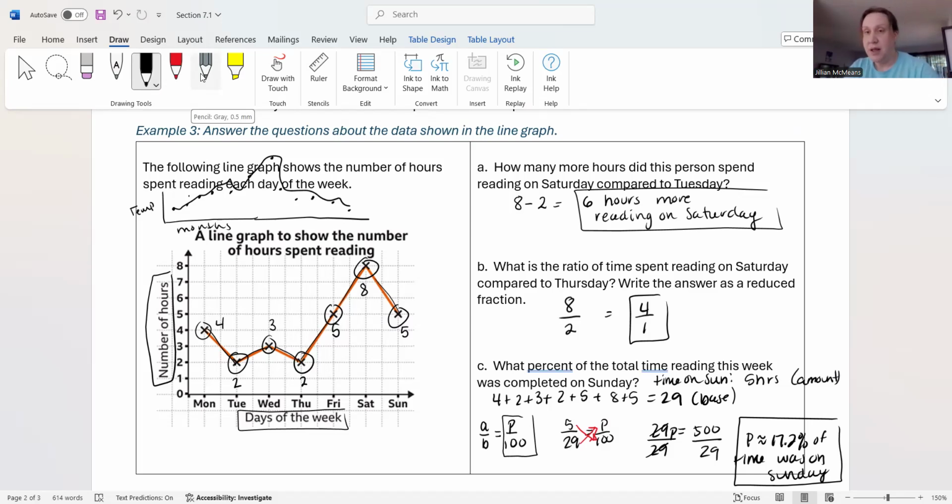So with something like this, it was really easy to see which day of the week we spent the most time reading, which days of the week we spent the least amount of time reading. It's really easy to see that more reading was done during the weekend than during the regular week. So, easy way to pull some information.